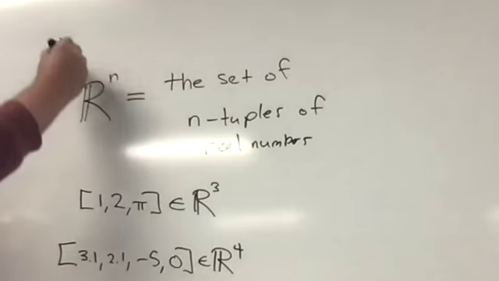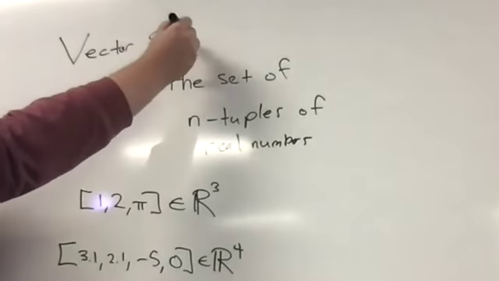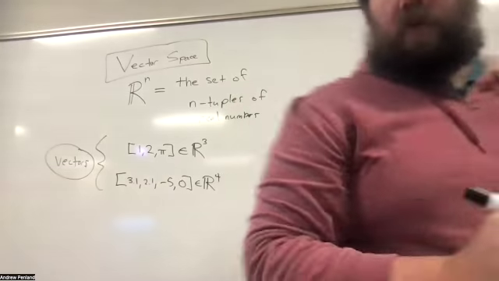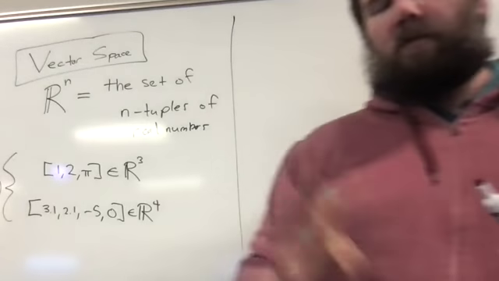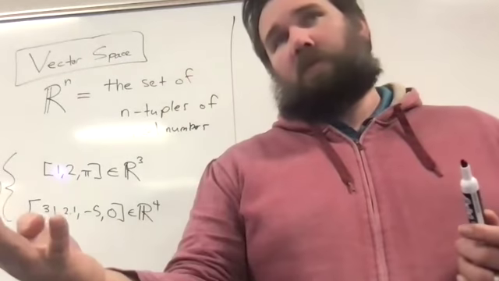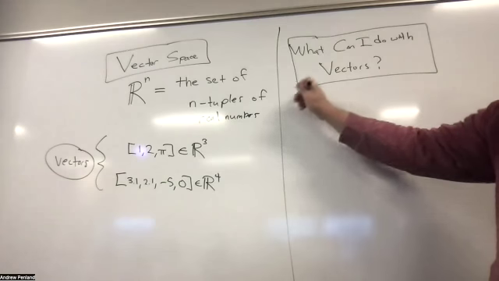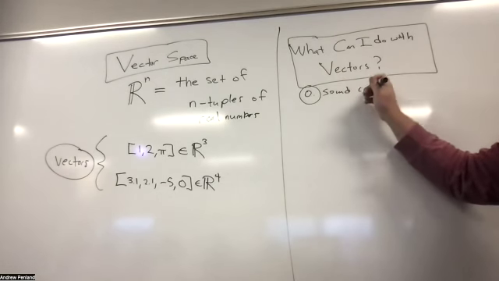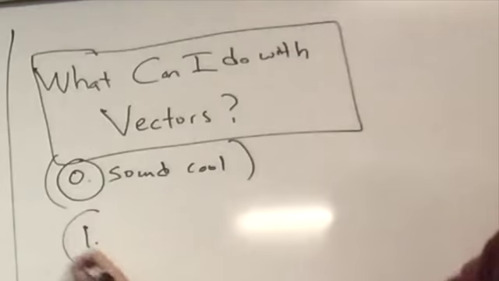This is what's called a vector space. And these things are called vectors. Now, for our purposes, we're going to say that there are 4 important things that you can do with vectors. Thing 0, the word vector just sounds cool, but we're not going to put that as one of our things. First thing is you can add them.